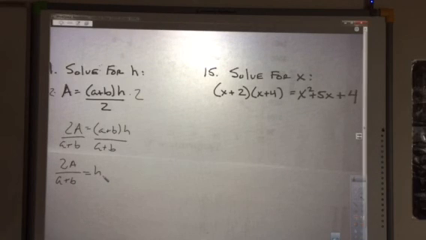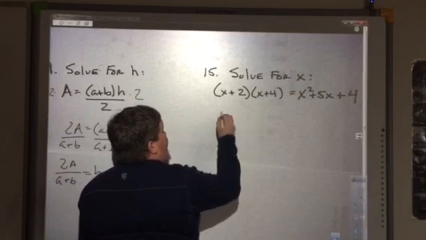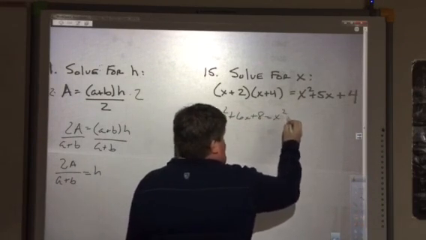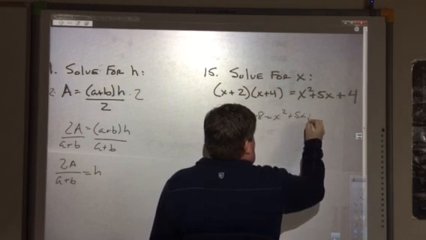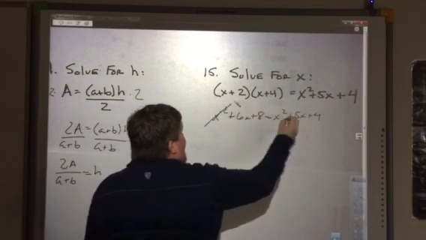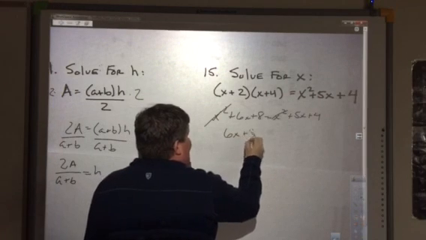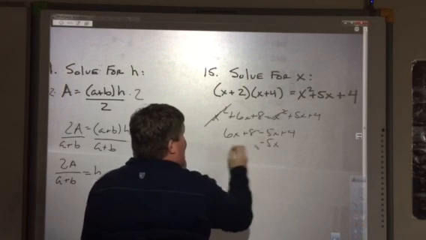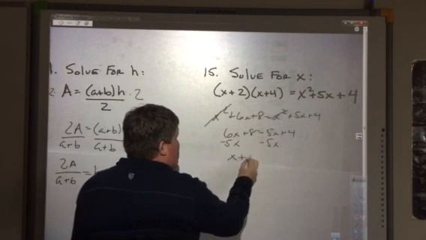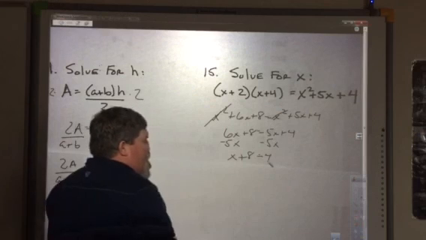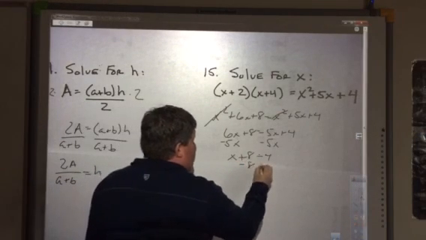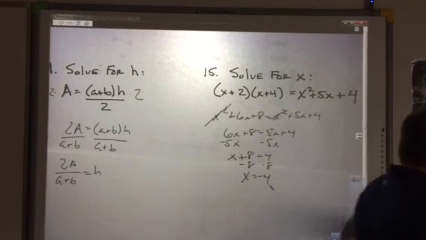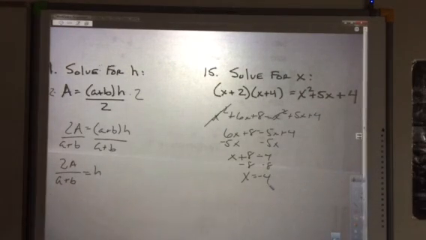Then 15, our last one, we want to solve this, so I'm going to FOIL this. So I get x squared plus 6x plus 8 equals x squared plus 5x plus 4. Both sides have an x squared in common. 6x plus 8 equals 5x plus 4. Both sides have 5x in common. X plus 8 is equal to 4. So to get x by itself, we subtract 8 from both sides. X is equal to -4. And that is the review sheet.